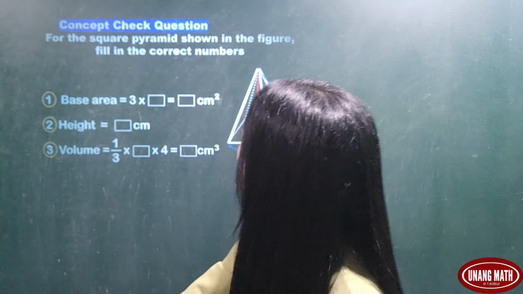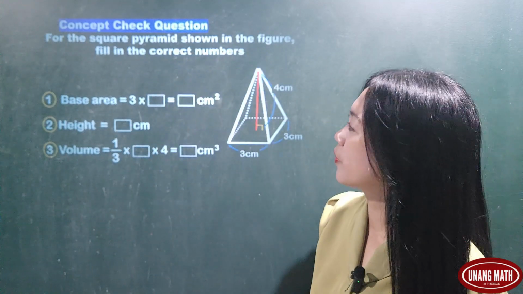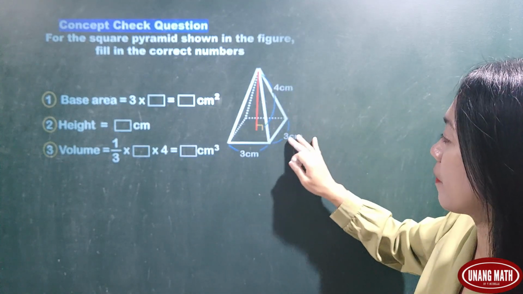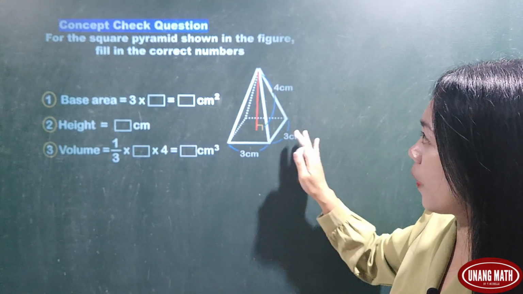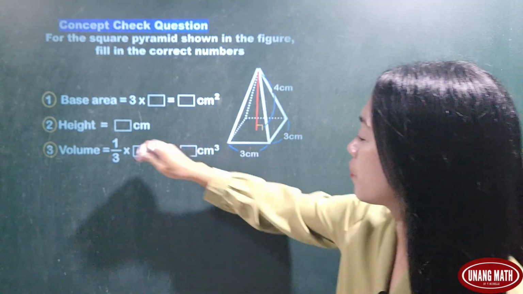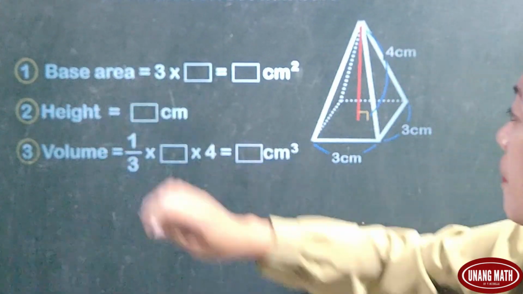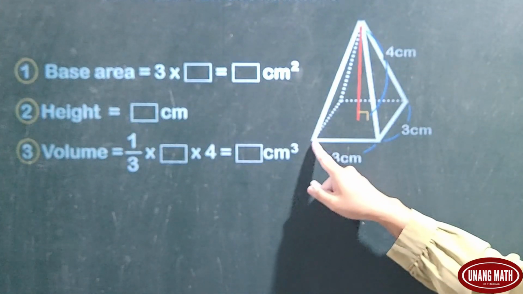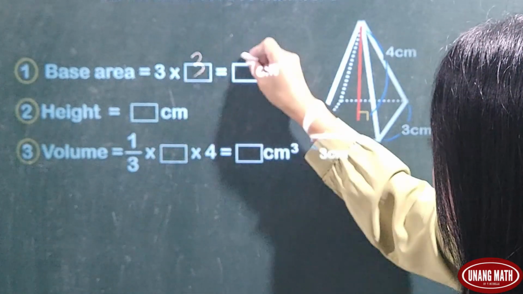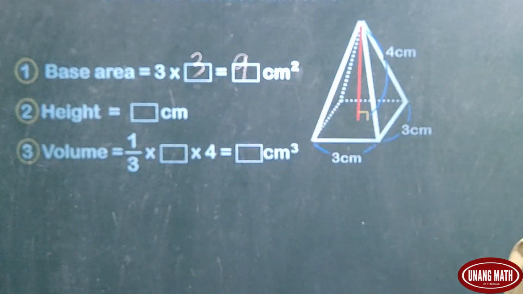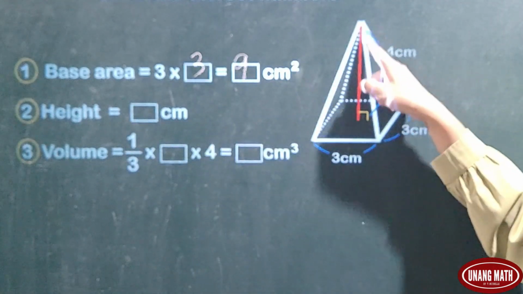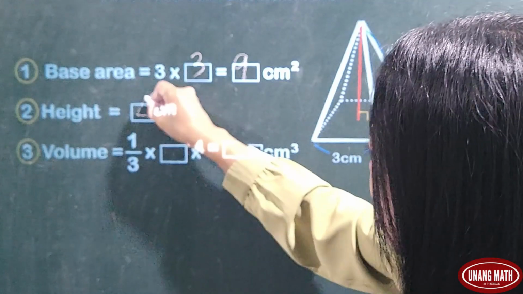For the square pyramid shown in the figure, we are going to fill in the correct numbers. So this is our square pyramid, and we will find this square pyramid's volume. First, we have to get the area of the base. Since this is a square, it's going to be 3 times 3, and that's equal to 9, so 9 square centimeters. What about the height of this pyramid? That's equal to 4 centimeters.